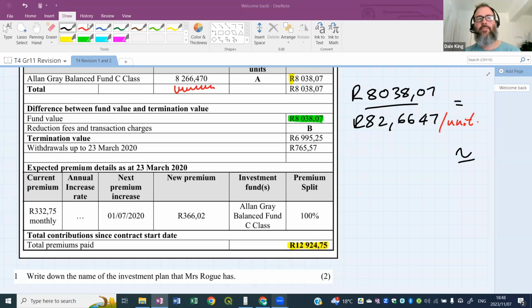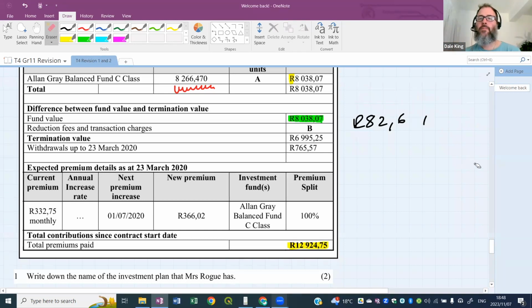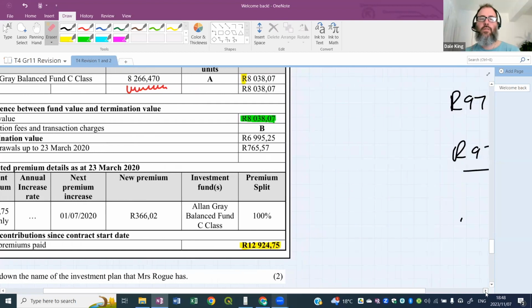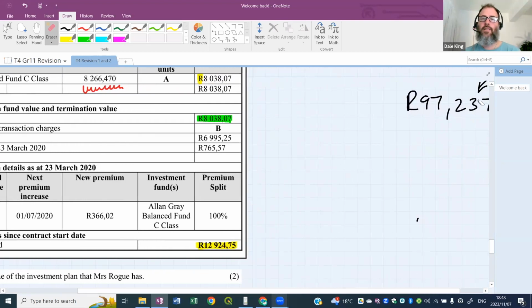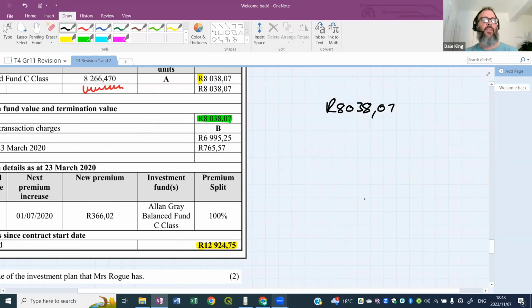Yes, sir. So the question is, we have to prove that the total premiums at the bottom dropped, to termination, to this 8,000. Is that drop 45.88%? Okay, there we go. So what we have to do, we take the number that you highlighted in green, which is 8,000 and 38 rand 7 cents, and we're going to divide it by 12,924 and 75 cent. And then you're going to multiply it by 100 so that it can give you the percentage you are looking for. All right, let's try that.